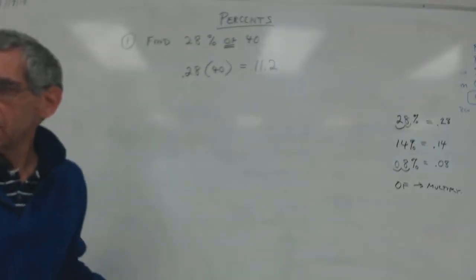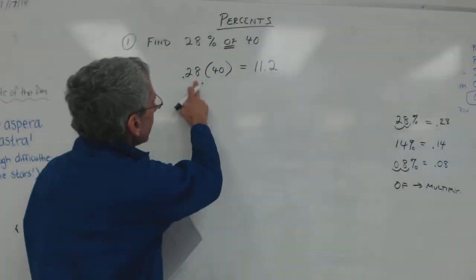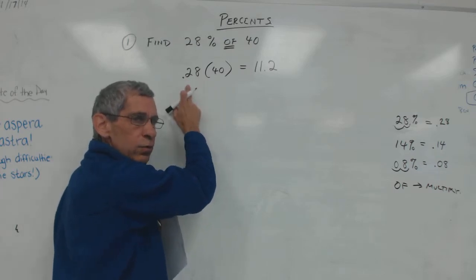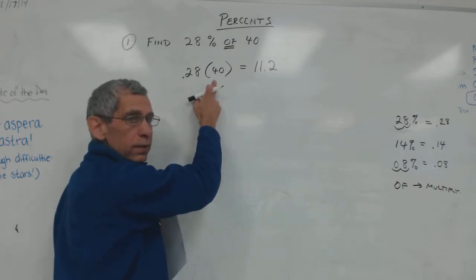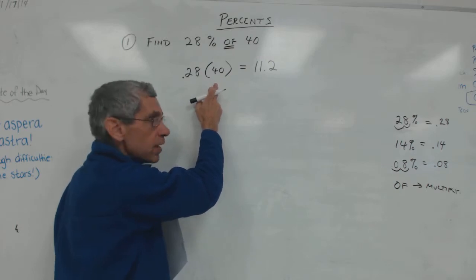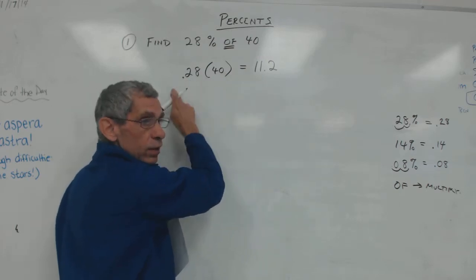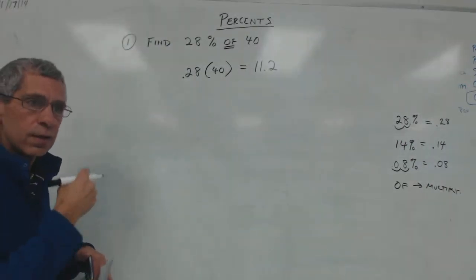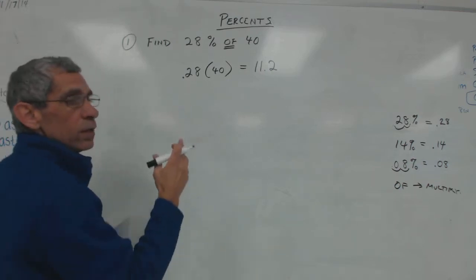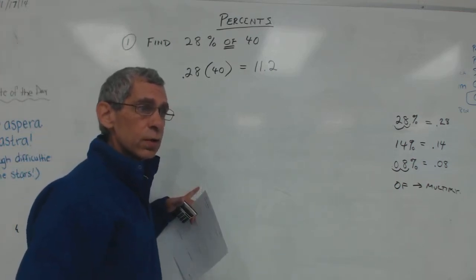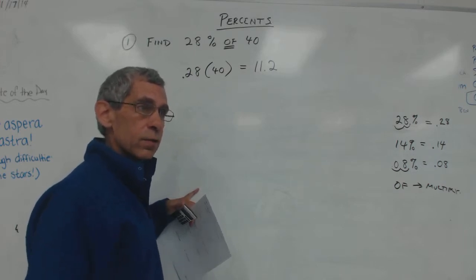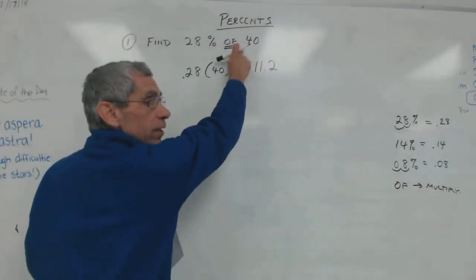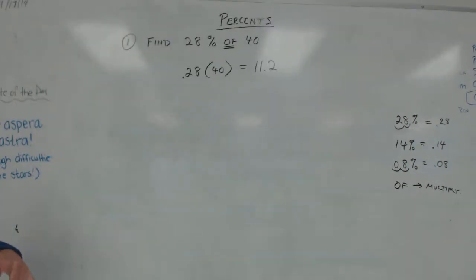And then I ask myself, does this make sense? 28% of 40, that's way less than half. That's almost like a quarter of 40. If I divided 40 by 4, that would be 10. And this is a little higher than a quarter, so that makes sense. I'm just using my brain to make sure the answer seems right. Because if I got 11,422, I might realize, logically it doesn't make sense, because 28% of 40 has got to be less than 40. It can't be more than 40.